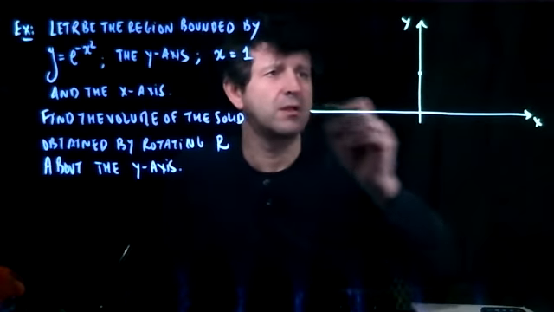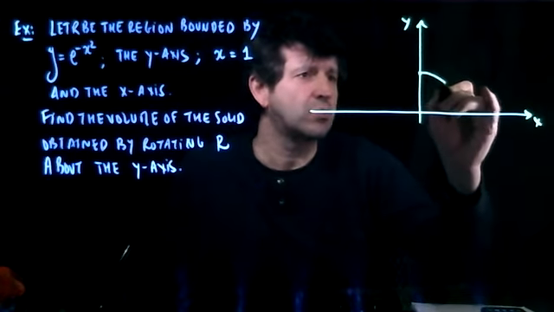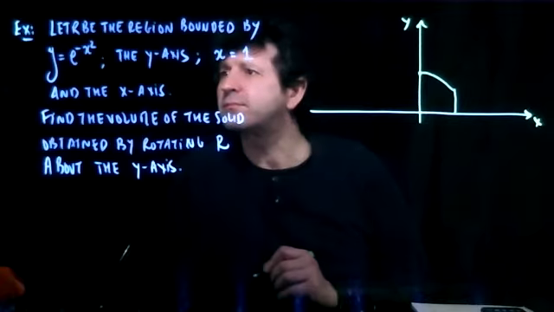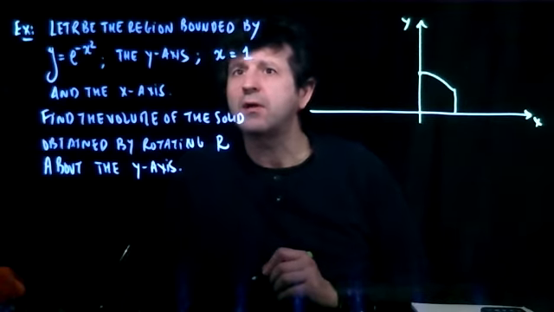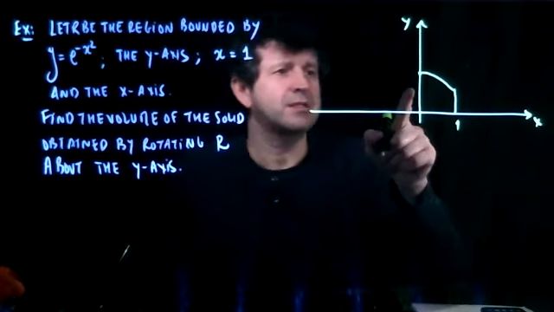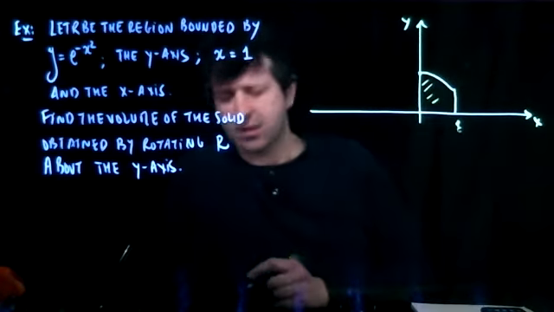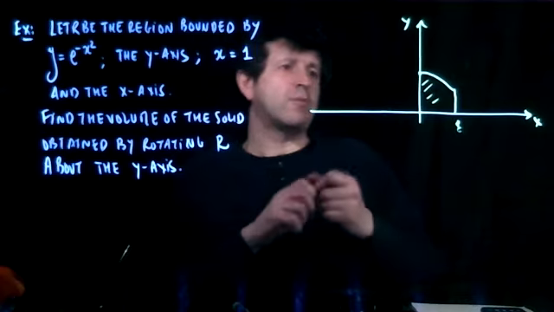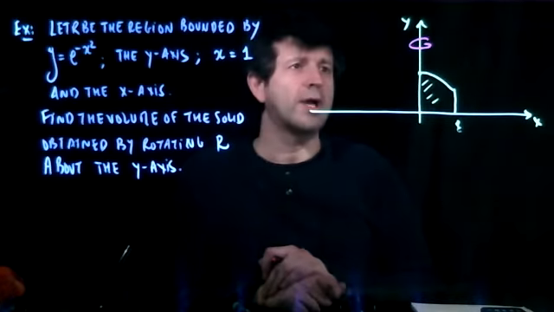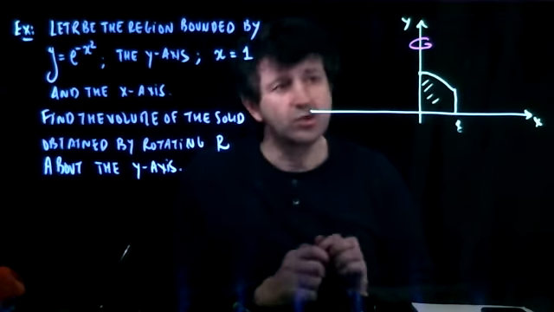Okay, I'm interested in just between 0 and 1, right? Because it stops at x equals 1, and the y-axis and the x-axis. So basically, this is my region, that I'm rotating about the y-axis. Okay, any questions on the setup?